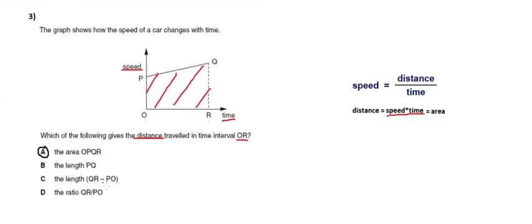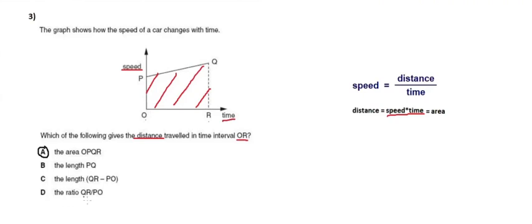The length QR minus PO. Here this is QR, this is nothing but PO. This is nothing but a vertical line, and a vertical line is nothing but the speed. So QR is a speed, PO is a speed. Speed minus speed will give you only the speed, not the area.